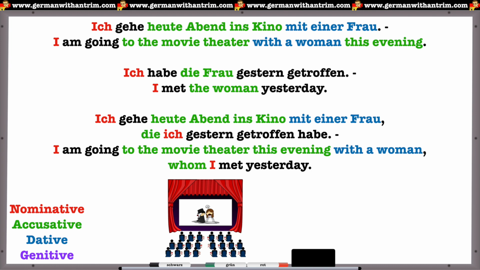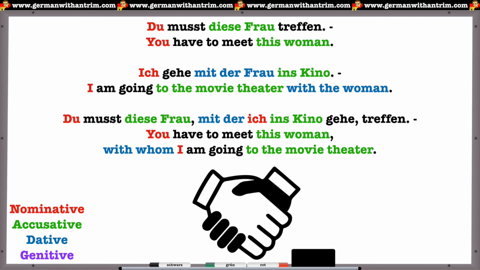In this sentence, the woman is the direct object of the sentence that becomes the relative clause, so we use the accusative case pronoun die. Du musst diese Frau treffen. You have to meet this woman. Ich gehe mit der Frau ins Kino. I am going to the movie theater with the woman. Du musst diese Frau, mit der ich ins Kino gehe, treffen. You have to meet this woman with whom I am going to the movie theater.